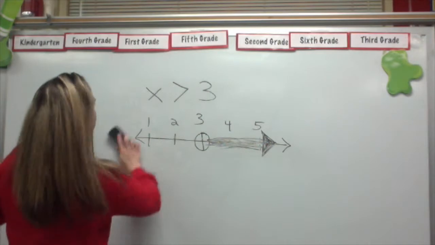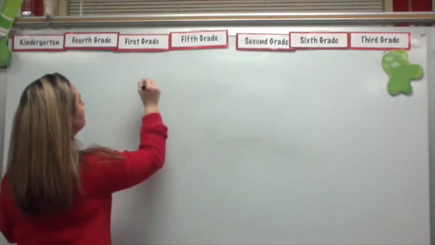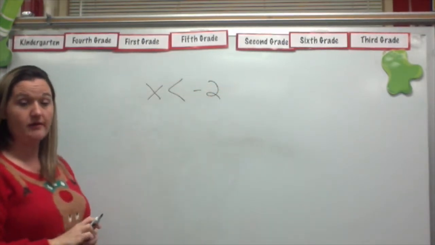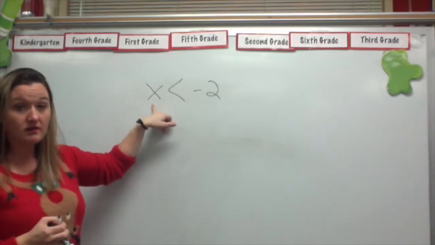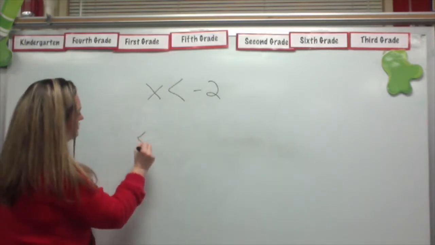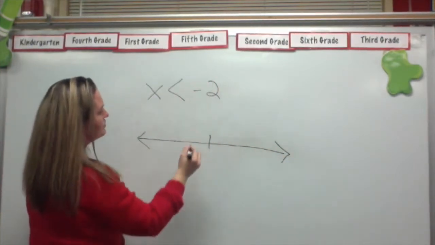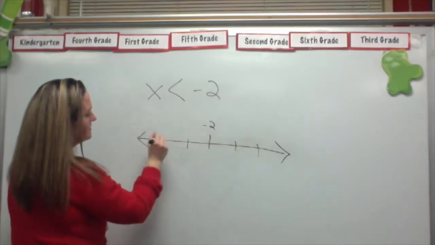Now let's try another one or two. Let's do x is less than negative 2. We'd read that as x, or any number, less than negative 2. So I'm going to go ahead and graph that. Again, negative 2 is kind of my starting point. So I'm going to start with negative 2 and put a couple ticks on each side.